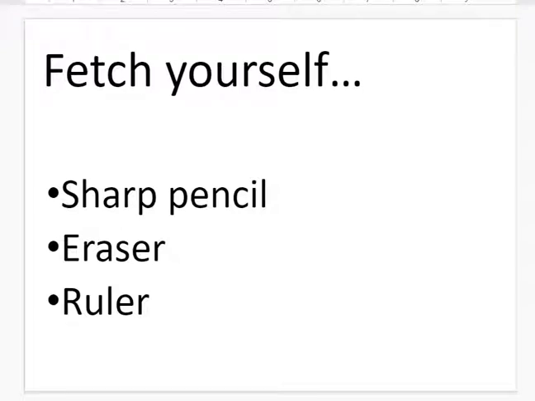Hi, okay, today we're going to start our unit on perspective. We're going to start with 1-point perspective and then move on from there. You need to gather up a couple of items. You need a very sharp pencil, an eraser, and a ruler.